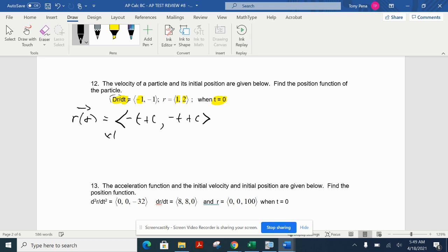So then I actually had you write this. X of t is really this -t plus c. This is your y of t. So y of t, also -t plus c.